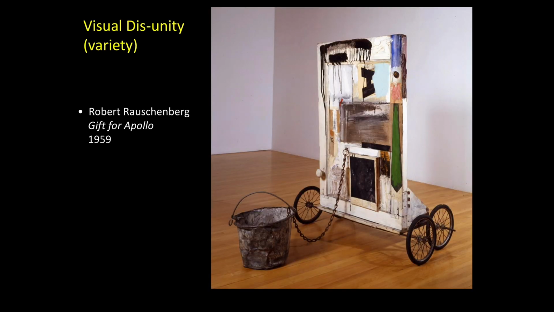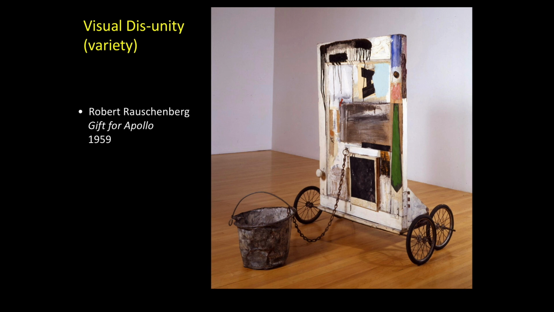Then we have something called visual disunity or extreme variety. You can tell by the date, this is middle of the 20th century. We've already gone through the Industrial Revolution, trying to make things look like what they are, has given way to experimentation and all kinds of different approaches.